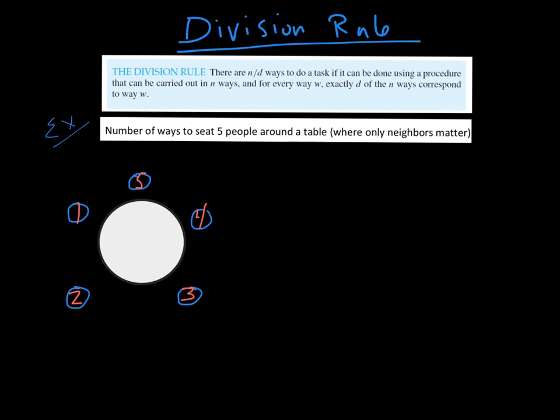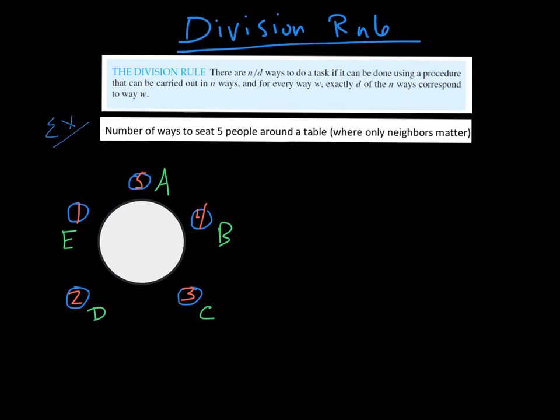But notice in the problem, we're told only neighbors matter. So I don't care which particular seat a person is sitting in. All I care about is who is sitting beside them. So what I'm going to do now is write down letters to represent people's names. I'm going to have person A sitting right here, person B, person C, person D, and person E. So that's the arrangement that I have starting out.